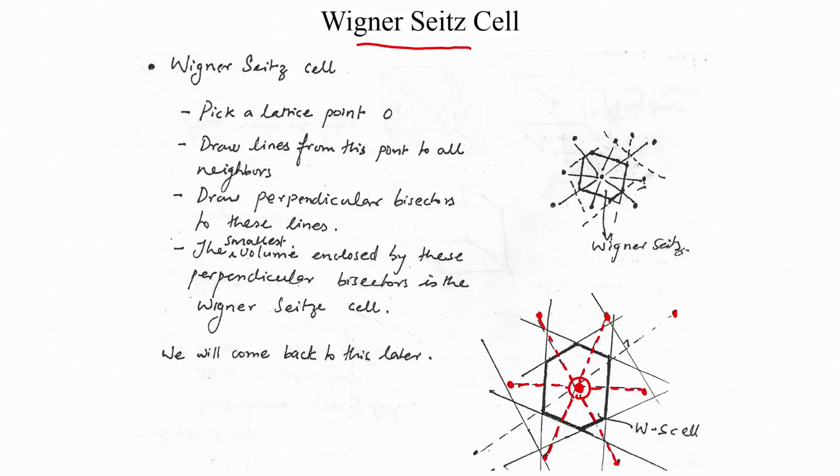Next, we will draw the perpendicular bisectors to these lines. So let us take this particular dotted line. What is a perpendicular bisector? It is another line that divides this line into 2 equal parts and intersects it at 90 degrees. So we have that to be the perpendicular bisector to this particular line. We now construct perpendicular bisectors to each of these dotted lines that connect the atom that we have chosen to the nearest neighboring atoms in the lattice.